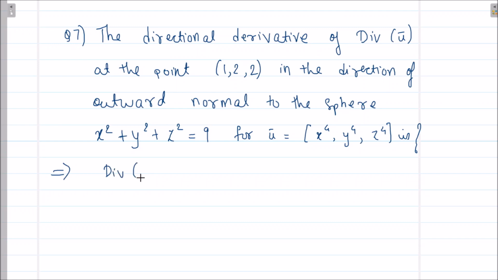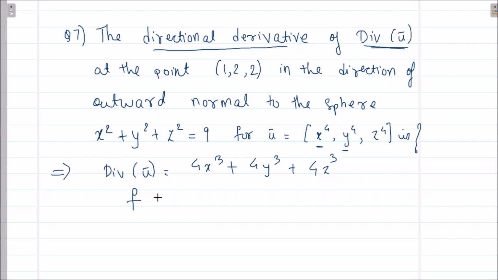So let us first find the divergence of u, which is ∂/∂x of the first, x raised to 4, which is 4x cube, plus ∂/∂y of the second, which is 4y cube, plus ∂/∂z of the third component. So this is the divergence of u. I have to find the directional derivative of divergence of u. So in this case, what is the scalar function? Your scalar function is nothing but this divergence of u, which is 4 times x cube plus y cube plus z cube. So this is your scalar function.